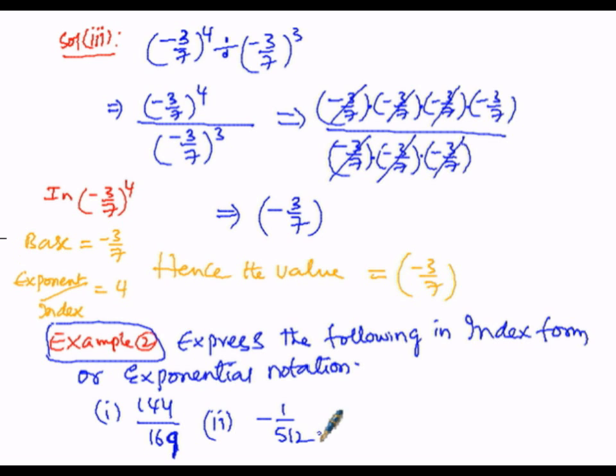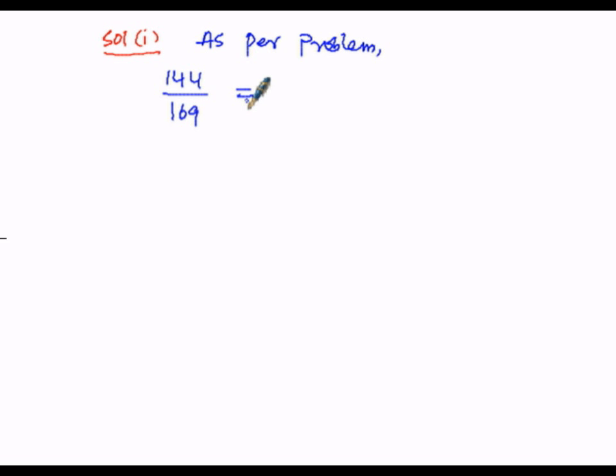Now we are going to express 144 by 169 as the exponential notation, as in the solution for the first case. So as per the problem, the fraction which is given for us is 144 by 169. 144 can be written as 12 into 12. 12 into 12 is 144 because it is a perfect square. Similarly, 169 is also a perfect square. It can be expressed as 13 into 13. So 13 into 13, or 13 square, is 169.